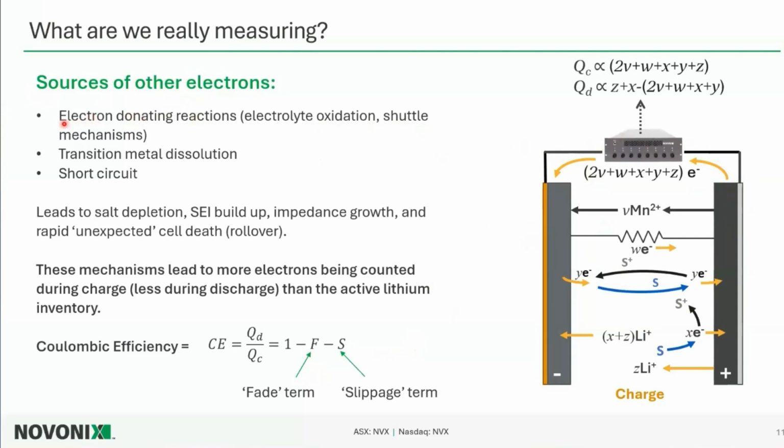Can be things like electron donating reactions, electrolyte oxidation, shuttle mechanisms within the cell, transition metal dissolution, and short circuits or self-discharge. So in some of these cases, if we look at manganese dissolution, to create charge balance within the cell, we actually have to remove an electron and count this through the circuit during charge. With a self-discharge mechanism that I've drawn in here just as a resistor through the cell, we're actually just creating an electron shuttle around the cell. As we're charging the cell, we're counting excess electrons through the circuit.